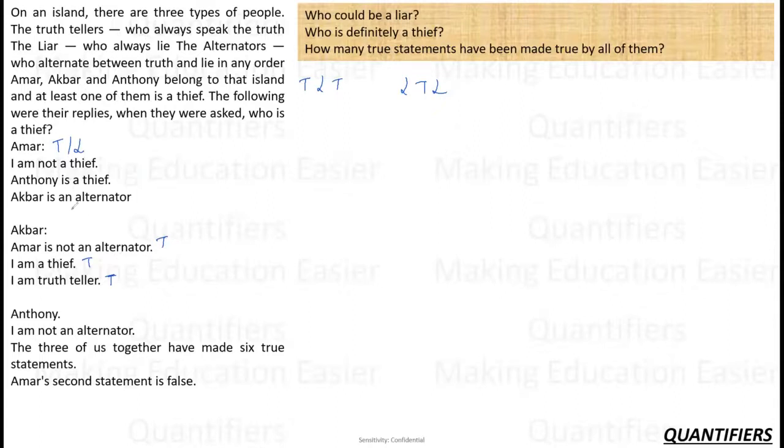Now, Amar has given a statement about Akbar that Akbar is an alternator, which is a lie, right? Which means out of the two options he has, of being a truth teller or a liar, he is definitely a liar. Amar said that Akbar is an alternator. But Akbar is not an alternator, because I have already assumed Akbar to be a truth teller. So if this statement is wrong, all his statements will be wrong, because he could be either a truth teller or a liar. So I have taken Amar as a liar, and Akbar as a truth teller. Lie, lie, lie, truth, truth, truth.